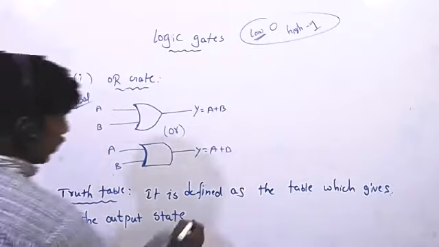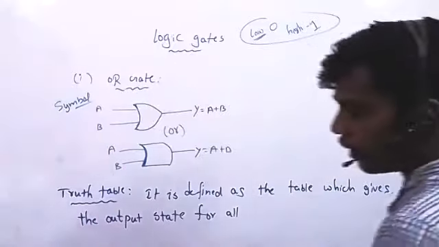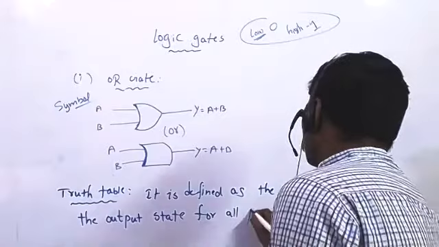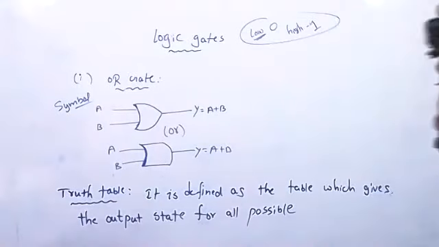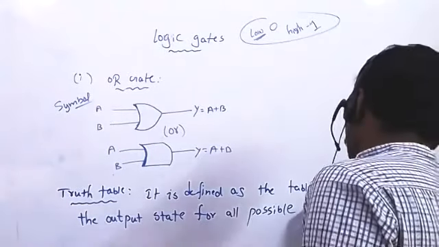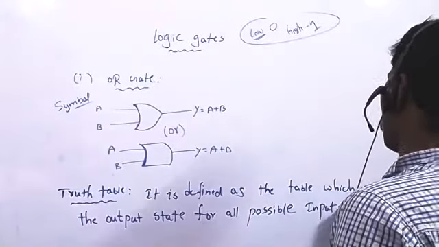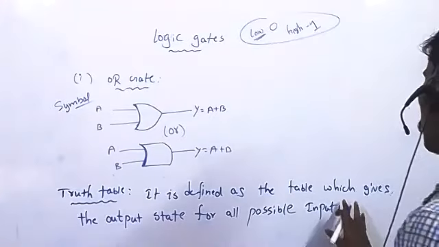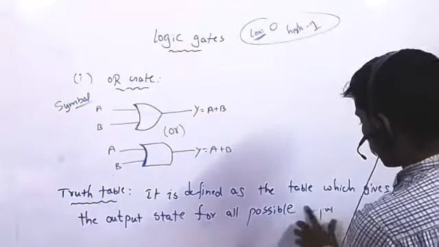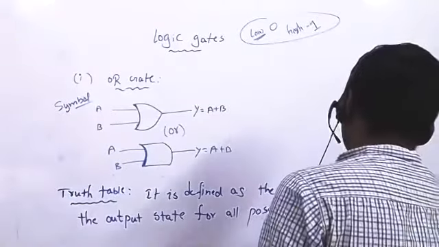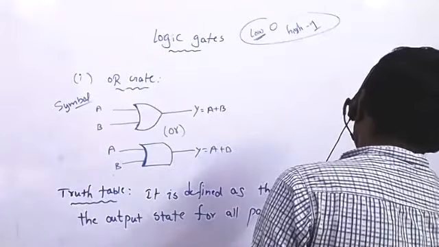Okay. Output state for all possible inputs. So all possible input, all possible combination of inputs also we can write. Okay. All possible combination of inputs.